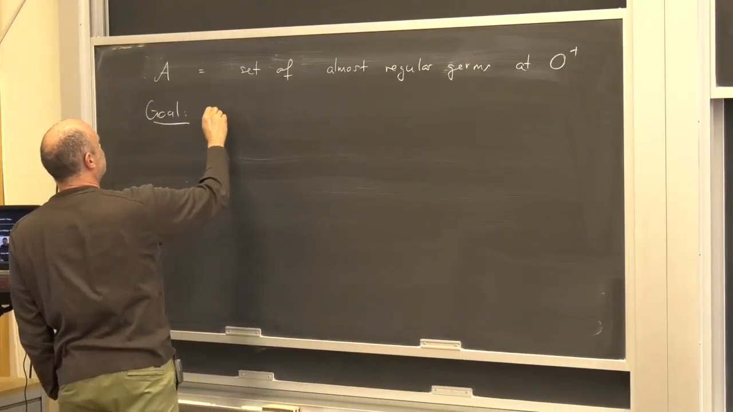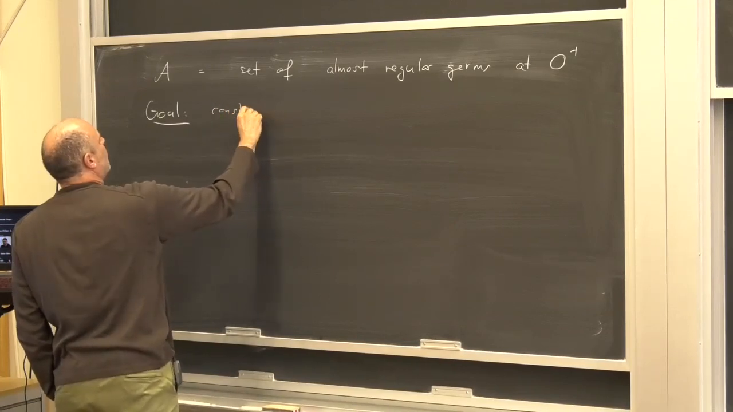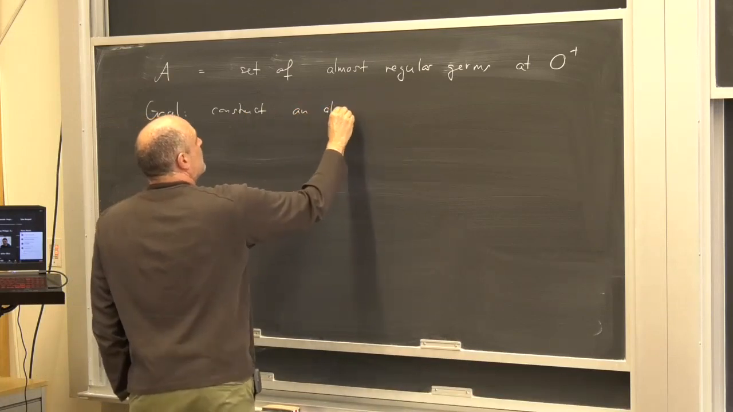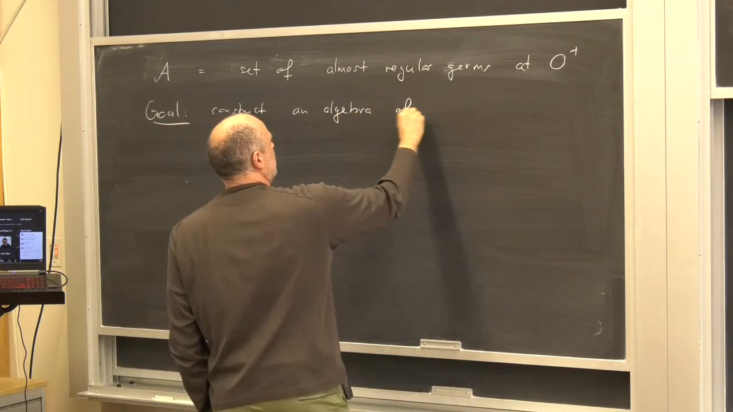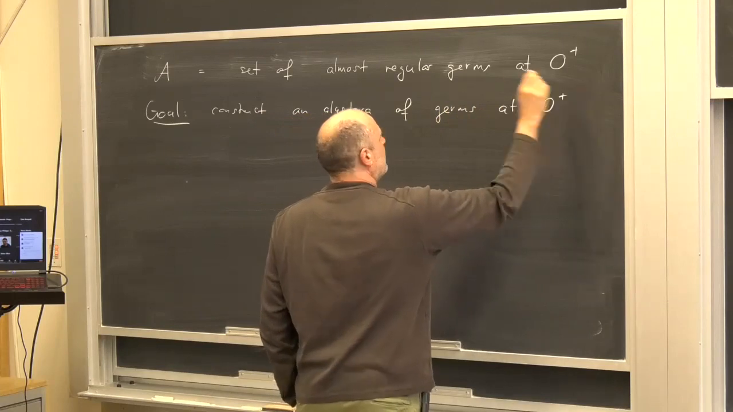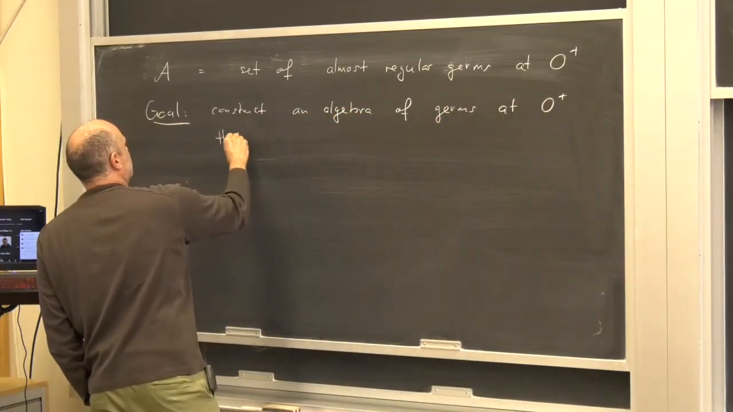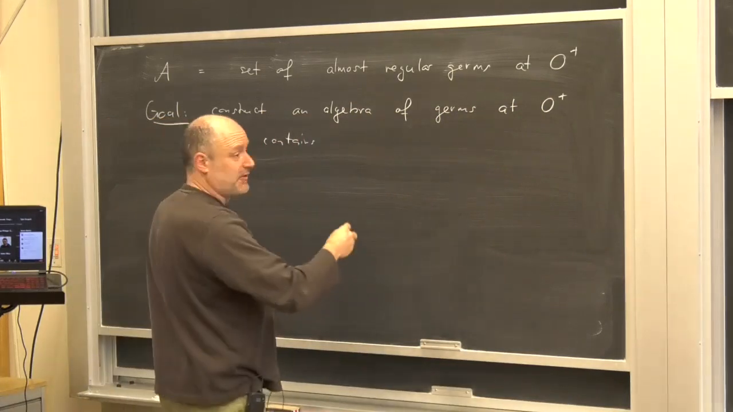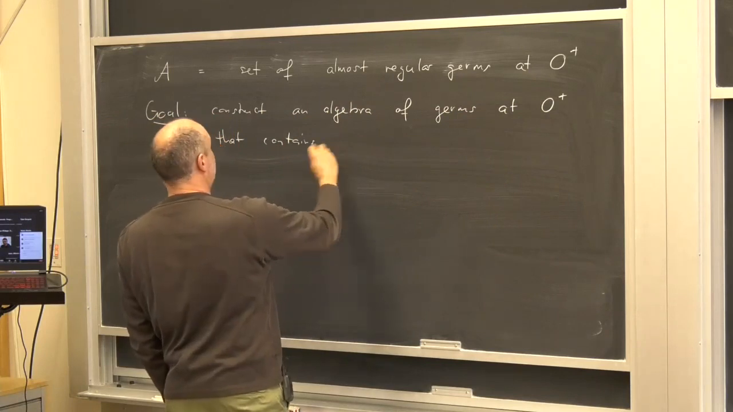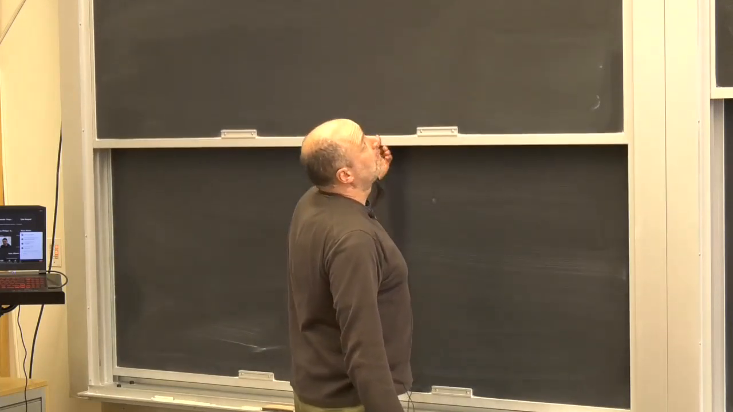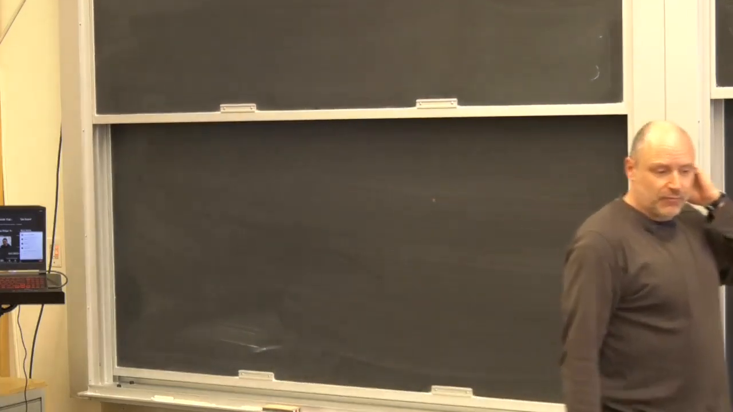Okay, and so what we're going to construct is an algebra of germs, A plus, that contains A. Like we saw, A is not closed under addition. All right, so when you do this, we briefly mentioned, right?